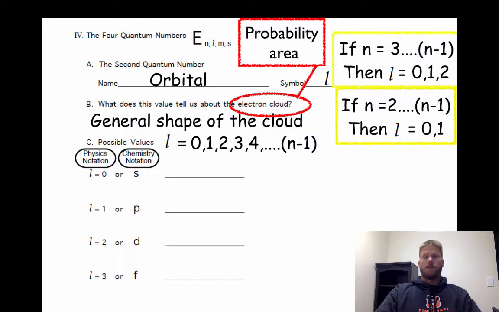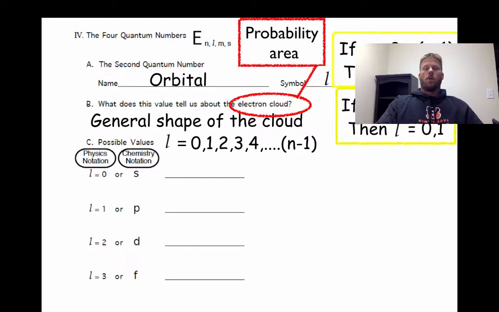All right, well, what do those mean? That means nothing to me, right? Well, first of all, let me say that any numerical value you're given for a quantum number refers to the physics notation, and any symbol you are given refers to the chemistry notation. Okay, well, L equals 0, physics notation, corresponds to S in chemistry notation, and S orbitals are spherical shaped. Okay, just a sphere, three-dimensional space.